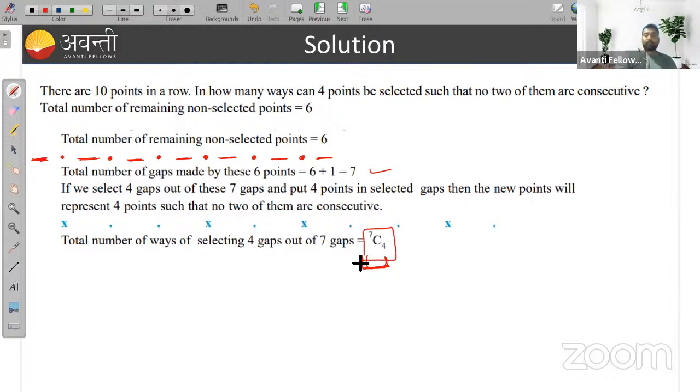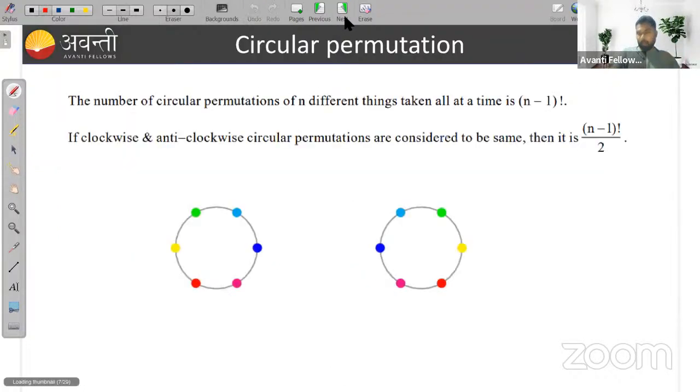Is that clear to everyone? Just let me know in the chat box. Is that clear? Yes. Guys, respond in the chat box. Is that clear? Sure. Let's move on.